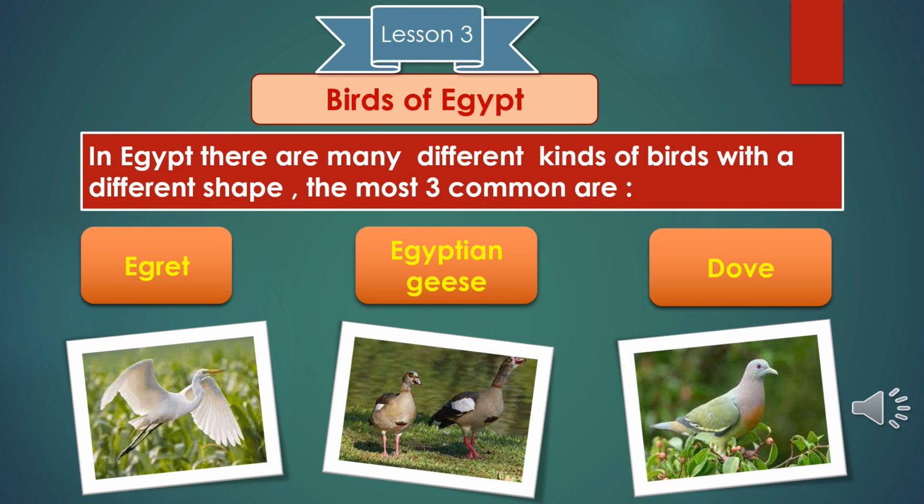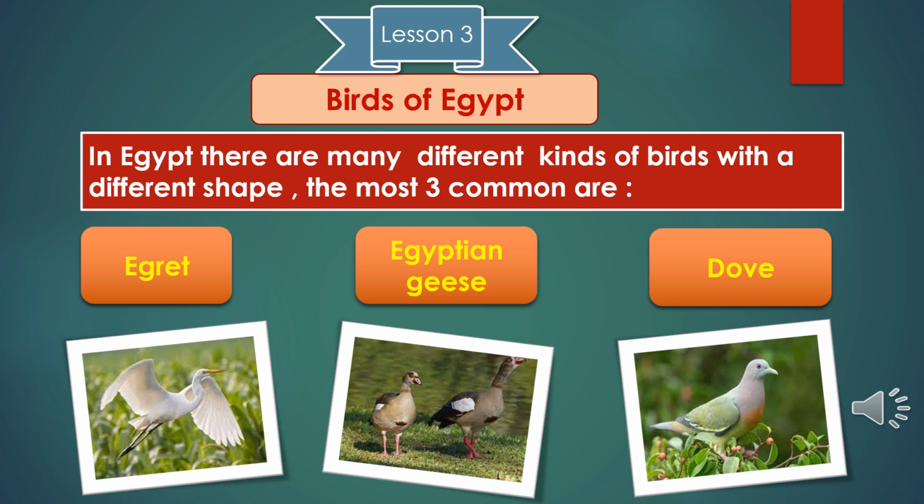Okay, my friends, now we have a new lesson. In Egypt, there are many different types of birds with different shapes. Let's see now the three most common types of bird that we can see in Egypt. The first one is the egret, as we can see in the first picture. Also, we can call it the farmer's friend, because it can help the farmer in many ways.